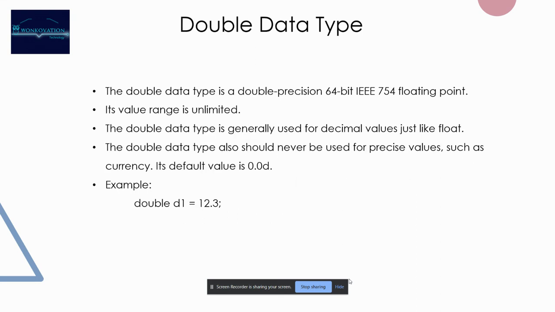Now, let's talk about double data type. The double data type is a double precision 64-bit floating point number. Its value is again unlimited. The double data type is generally used for decimal values just like float. The double data type also should never be used for precision values such as currency. Its default value is 0.0d. Now, in the example here we can see that double d1 equals to 12.3. Here, if we are not using d, then it is considered as a double data type value.